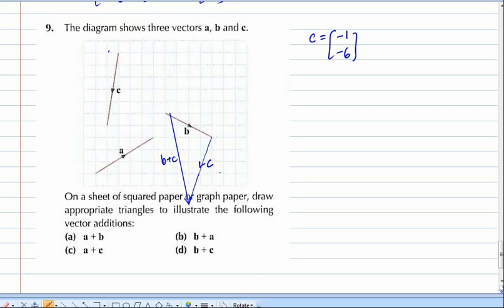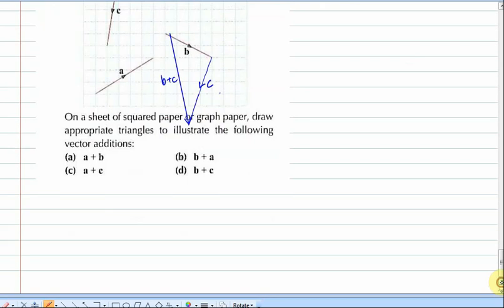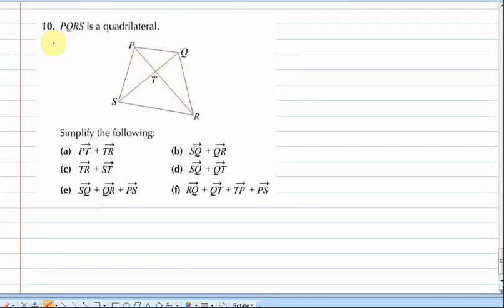After that, question number 10. Now question number 10 is a bit interesting. PQRS is a quadrilateral. Simplify the following. Now the first part says PT plus TR. Now if you apply the rule of simple vector addition, you see that the letter T is common, so the resultant will be PR, right? All of you can do it easily.